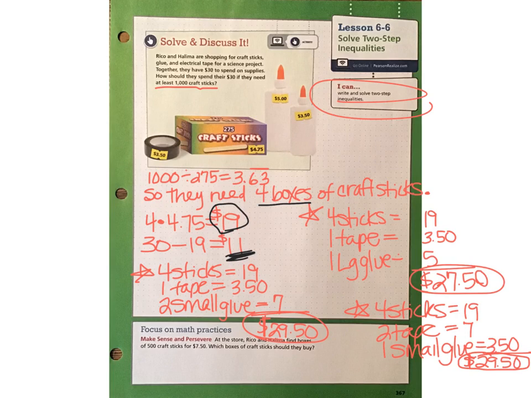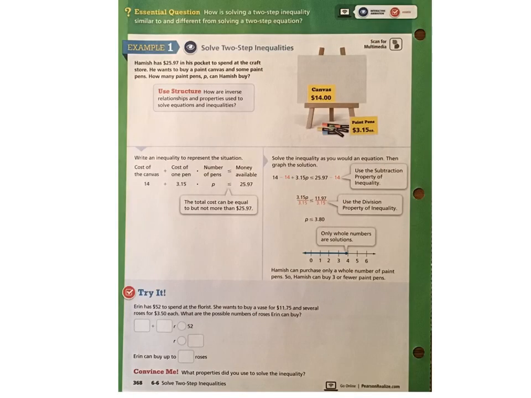Let's go ahead and advance to example 1 on the next page. Hamish has $25.97 in his pocket to spend at the craft store. He wants to buy a paint canvas and some paint pens. How many paint pens, P, can Hamish buy? Taking a look at the picture, the canvas is $14 and the paint pens cost $3.15 each.